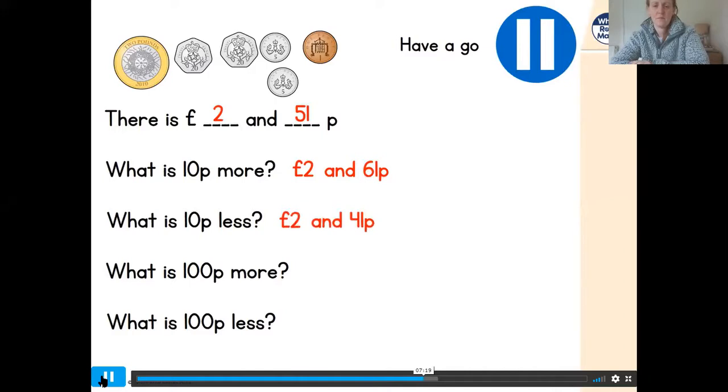Now remember, 100 pence more isn't going to be £2.151, because we're going to add a pound, because 100 pence is a pound. So it's going to be £3.51. What about 100 pence less? Well, that's like subtracting £1, isn't it? That's going to be £1.51.